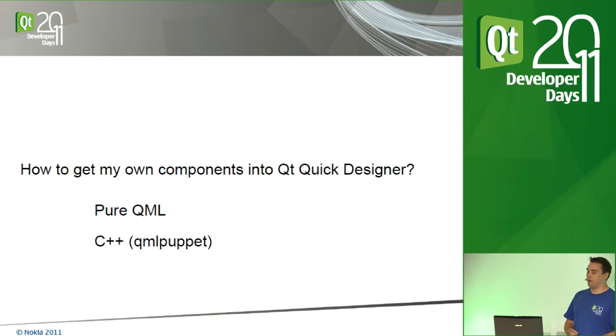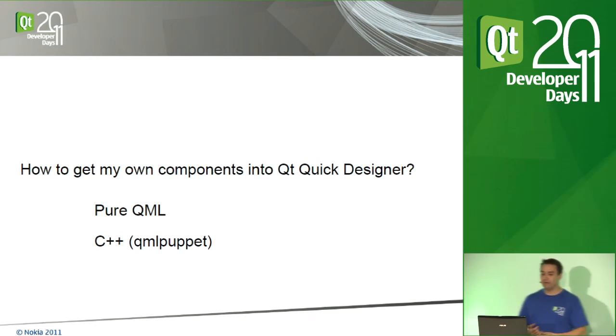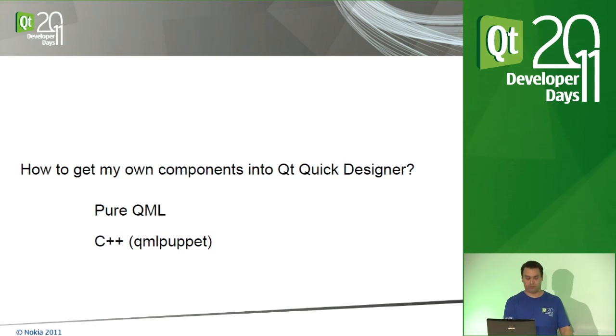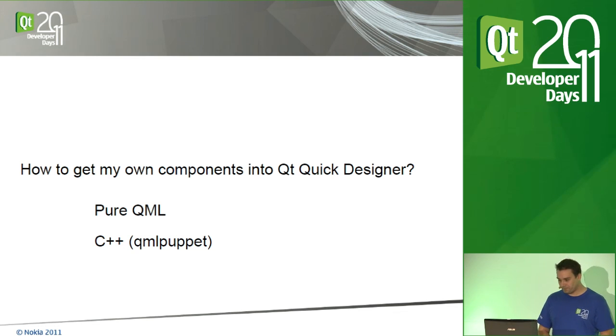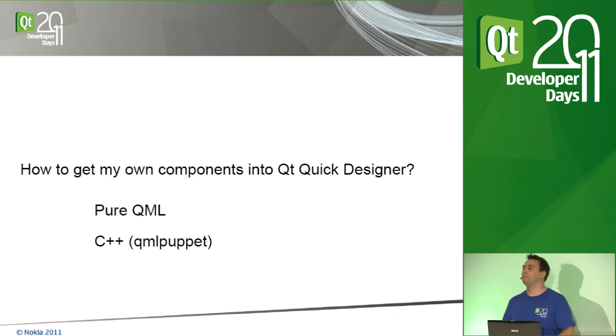Okay, then a question I hear really, really often: how do I get my own components into Qt Quick Designer? I already showed that. Basically, if it's pure QML, it works like in the sketch demo I already showed. You just put them into your project, and from then on it works fine. For C++, it's a little bit more complicated because we have to execute the C++ plugin somewhere, right?